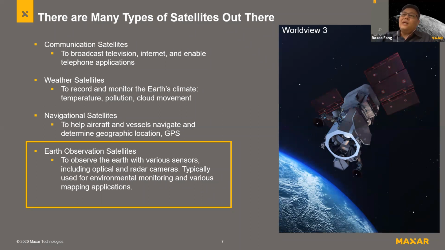EO satellite is under the Earth observation satellite, which is the one that we will be discussing later. EO satellites are mainly used to observe the Earth using various kinds of sensors, for example optical and radar cameras. Typically, EO satellites are used to monitor the environment and for mapping purposes. For example, if I would like to create a map, it usually falls under Earth observation satellites. We take pictures and very high resolution satellite imagery under this part.